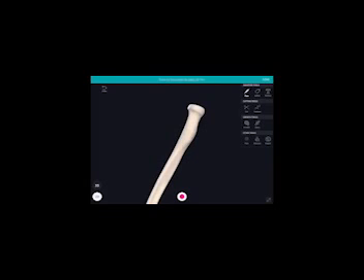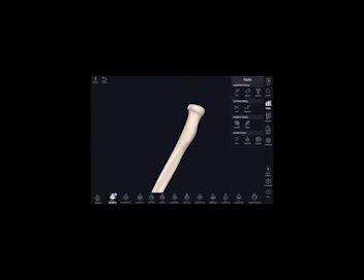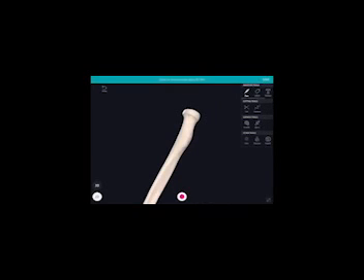Let's take a look at the radius. The radius has this nice head on the top, which we saw articulates with the humerus. Underneath we have this skinnier part, which is called the neck of the radius. Underneath the neck, we have a little bump right here. This is called the radial tuberosity. This is an important structure because this is where the biceps brachii inserts. Oftentimes people confuse that the biceps inserts to the ulna, but in fact it inserts to the radius.